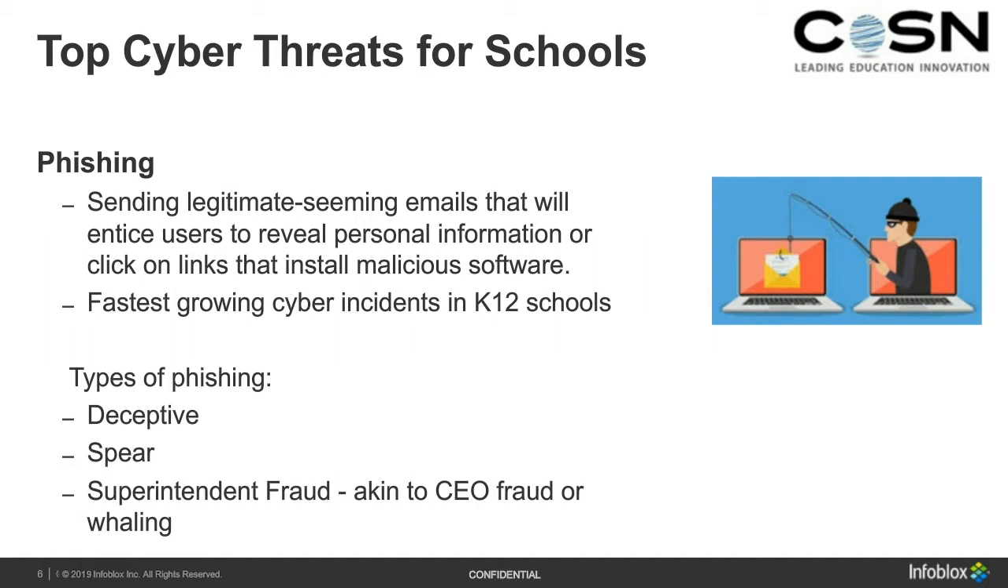The first one they list, obviously, is phishing. Phishing is where we're throwing our line out there as an attacker, just hoping to get something. Can I get personal information? Can I find some little crack in your defense that I can use to start to sneak into your network? Some of the types of phishing they list: you have the deceptive, where you're just pretending to be an entity the user may trust, maybe your bank or something along those lines.